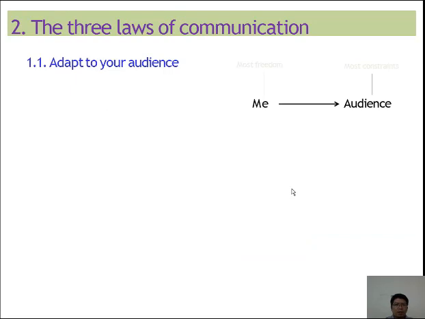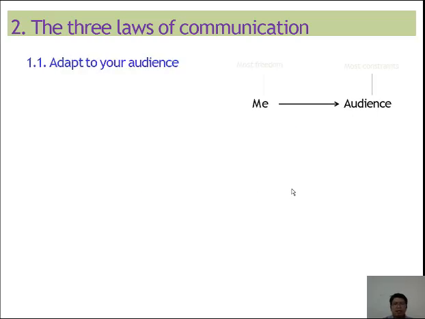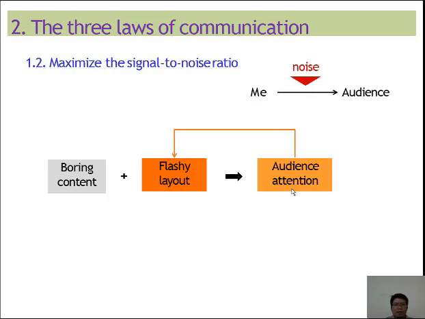Next step, the three laws of communication. The first one: adapt to your audience. We have to deliver to the audience, so the audience actually decides how you will communicate. The second one is to maximize the signal-to-noise ratio.